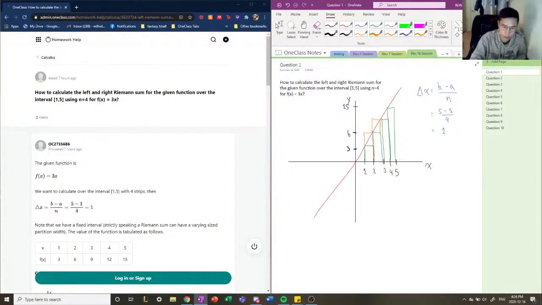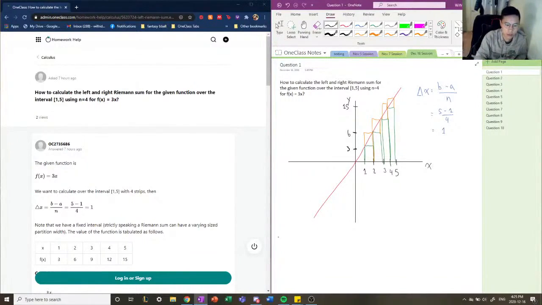We'll have to use the right value, so we'll be using the green plus the orange rectangle, right? Okay, so that's how we calculate the left and right Riemann sum. We calculate each of these areas, and the areas of these rectangles are length times width, right? We know what the width is, 1, and we know what the length is, right? So that's how you calculate each of the left and right Riemann sums.